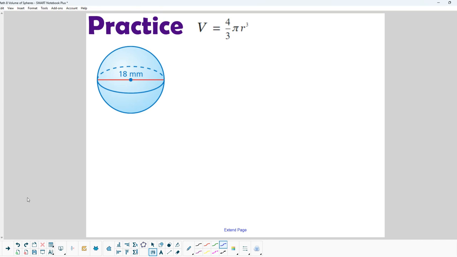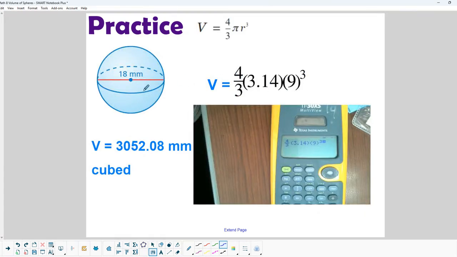All right, so in this case, we got a ball, or more like a marble, that's 18 millimeters diameter. So when we put that into our formula, we are going to just use the radius, which is 9, and we've got that accurately portrayed over here. And so when we did that on the calculator, we ended up with 3,052.08 cubic millimeters for a ball that big, which is quite a few cubic millimeters, isn't it?